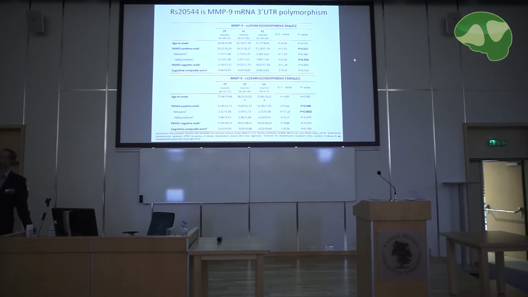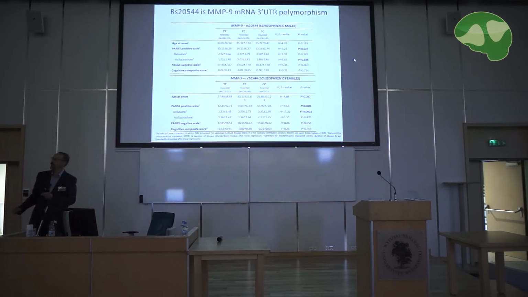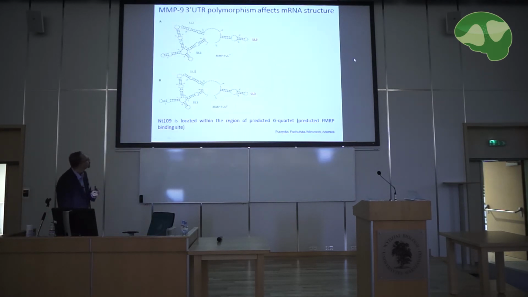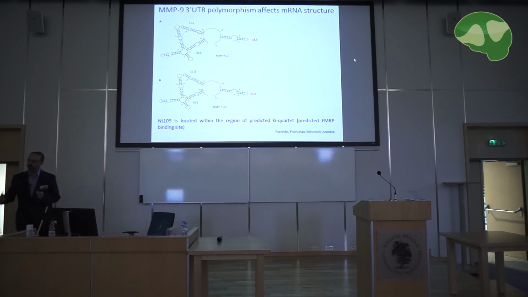And she came out with another polymorphism she discovered, which is called RS2544. And she found that this polymorphism in males and females, in humans, correlates with positive symptoms of schizophrenia, such as delusion and hallucinations, okay? And a bit differentiating between females and males, okay? We looked at this polymorphism, what it does, with help of colleagues from Poznań bioinformaticians.